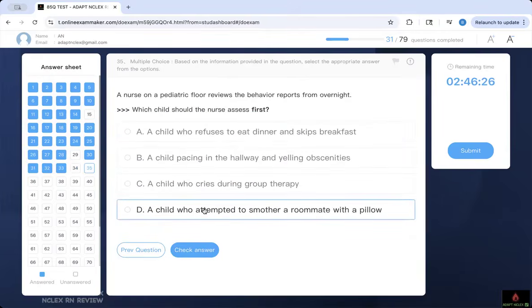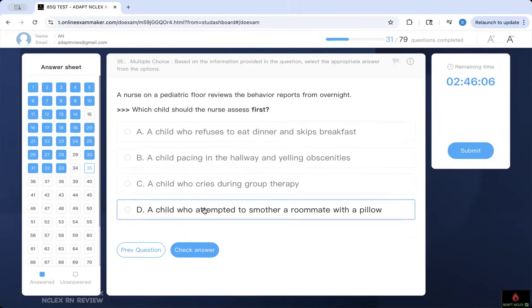35. And then in the pediatric floor review, the behavior report from overnight. Once again, psych, integrity. Which one are you having problems with? This is my mental health concepts. Which child should the nurse assess first? They all have a behavioral problem.